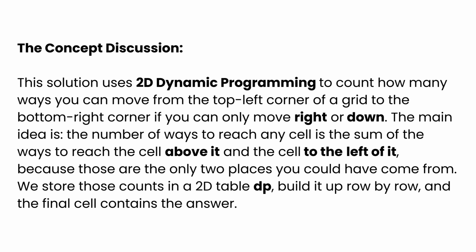The main idea is simple. The number of ways to reach any cell is the sum of the ways to reach the cell above it and the cell to the left of it. Those are the only two places you could have come from. We store those counts in a DP table. We build it up row by row. And the final cell contains the answer.